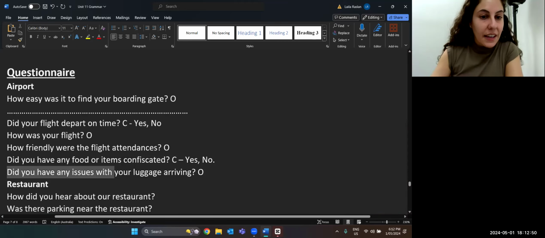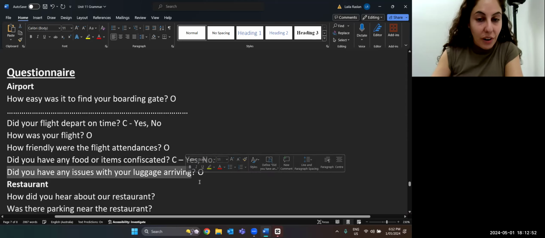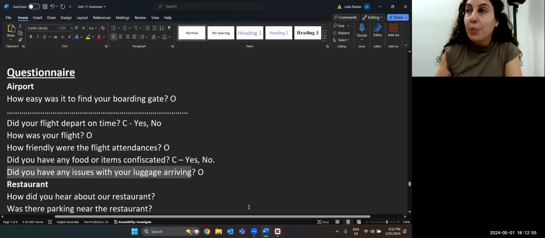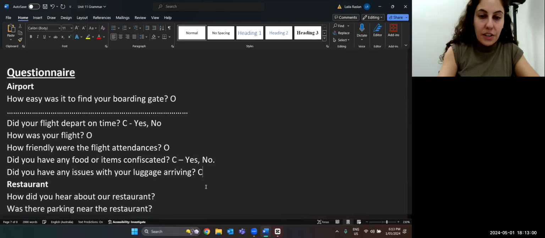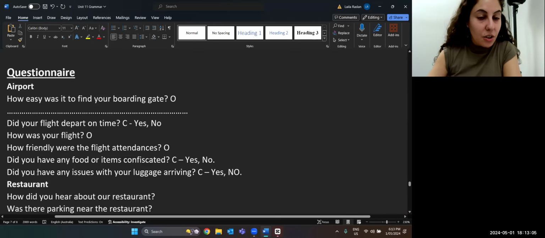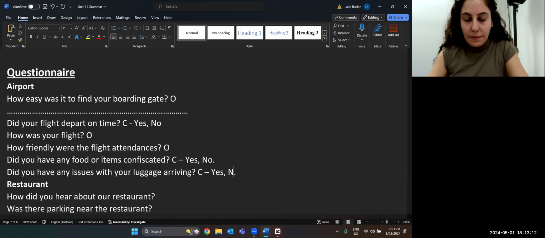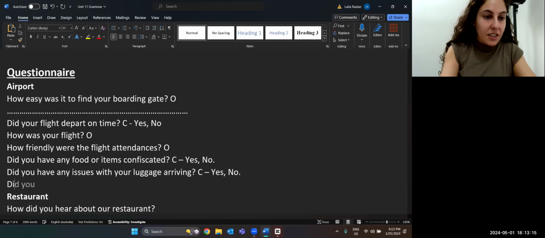Did you have any issues with your luggage arriving? So that means, did the airport lose your luggage or did it arrive? That is also a closed question because you're just going to say yes or no. Okay, like, did you lose your luggage? That's another good question, actually. Did the airline lose your luggage? It is a closed question. So yes or no.